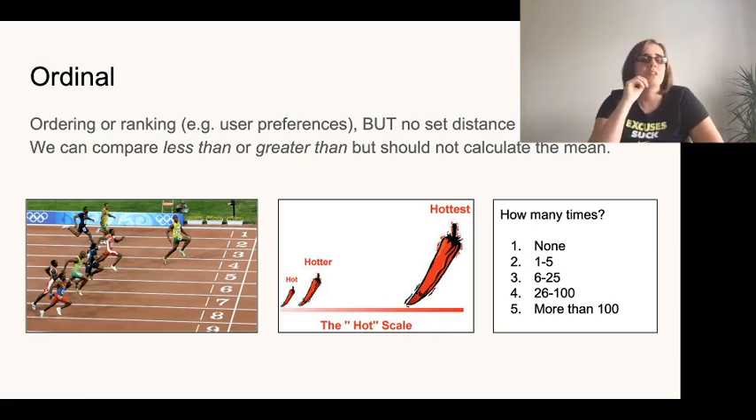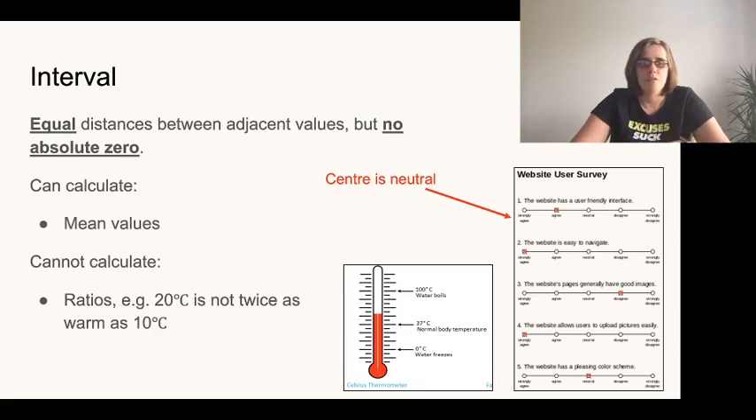So you can compare whether people think that things are less than or greater than something, or the number of people who made it their first preference, but you can't calculate the mean because it's not a numbering sequence, it's just a ranking. If you want a numbering sequence, we're moving on to intervals, so that's about equal distances between the values, but it's important to note that there is no absolute zero.